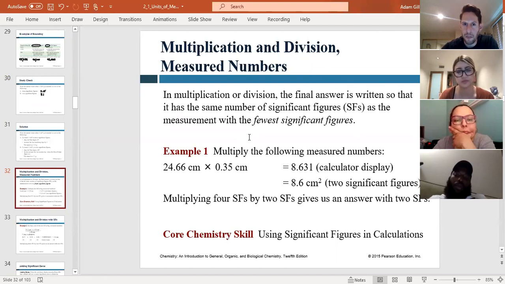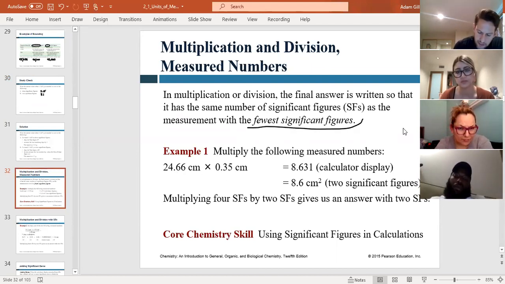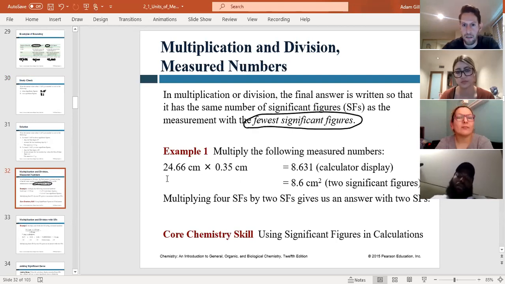Whenever you're multiplying or dividing measured numbers, you're going to be dealing with numbers that have sig figs, right? You're always limited to the number with the fewest significant figures. So let's say you're multiplying 24.66 centimeters by 0.35 centimeters. Which one has fewer sig figs? 0.35. And so your final answer can only have 2 sig figs.